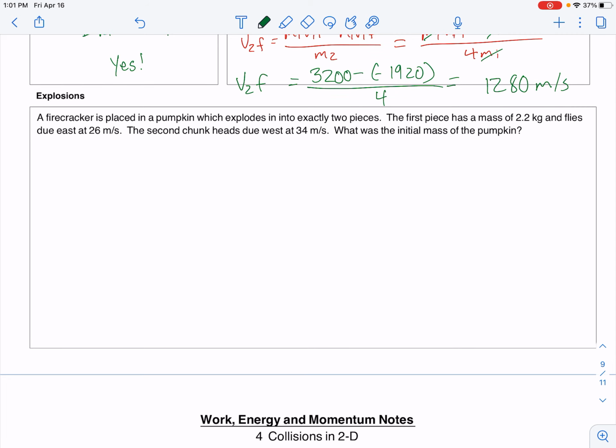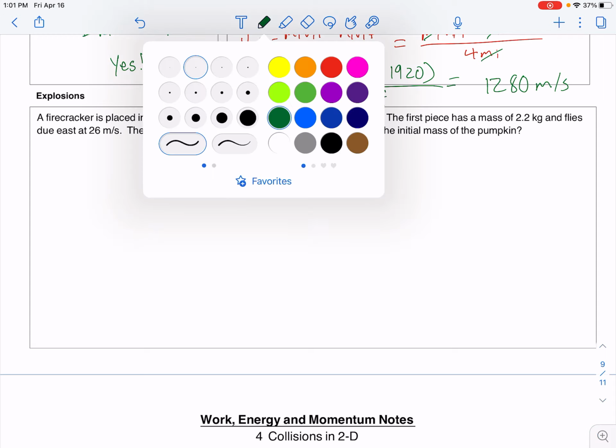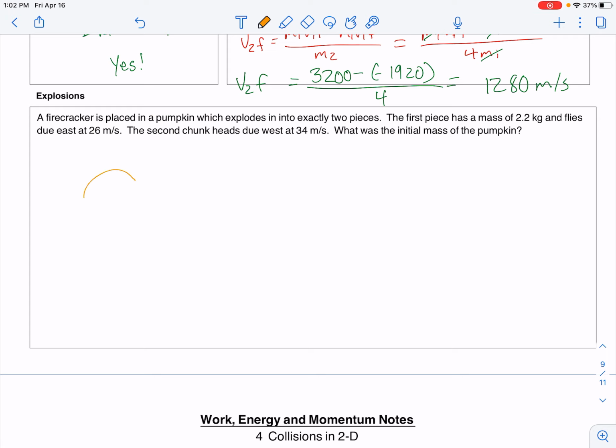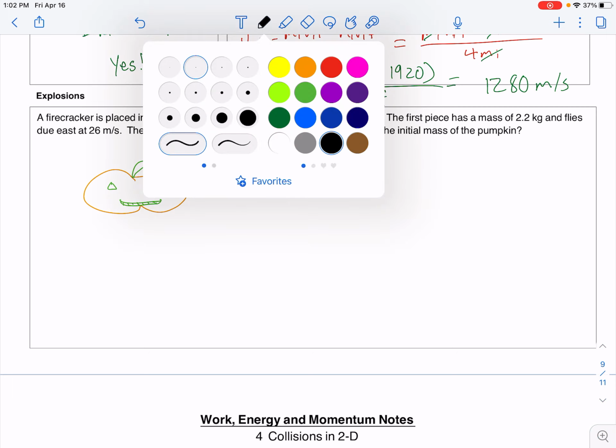Okay, last one here for this particular lesson. Explosions. We've got a pumpkin. I'll draw this up. Inside the pumpkin is a little firecracker. And there's going to be an explosion.